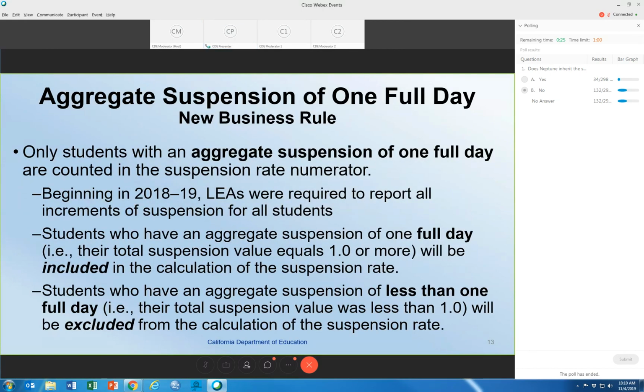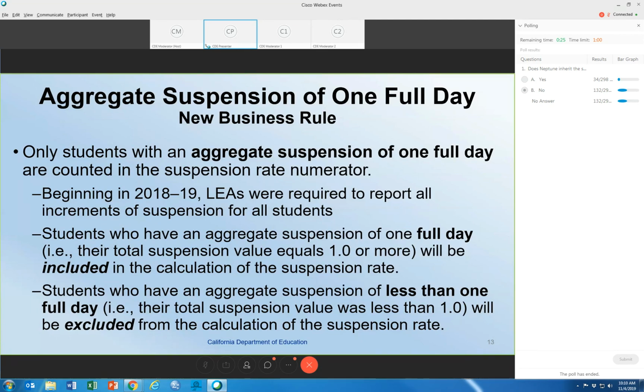This year, we have a new business rule. So if you've been paying attention to the suspension indicator and you think you know what it's all about, I'd like you to pay particular attention to this slide because this is one of the new rules that's been implemented. Only students with an aggregate suspension of 1 full day will be counted in the suspension rate numerator.